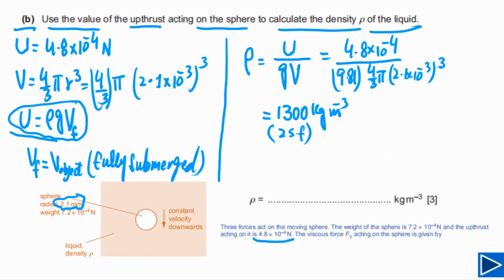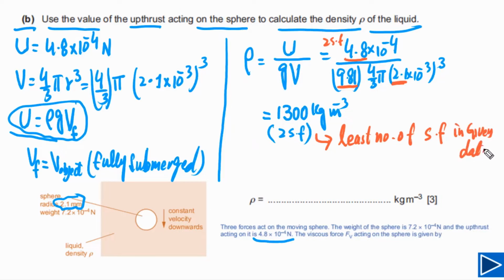Why do we need to use 2 SF? If you look at the raw data, meaning the given data, this has 2 SF, this one has 3 SF, and this one has 2 SF. So in our final answer we use the least number of SF in the given data. That's the reason in our final answer we are using 2 SF, because in the given data, the least number of SF is 2 SF.